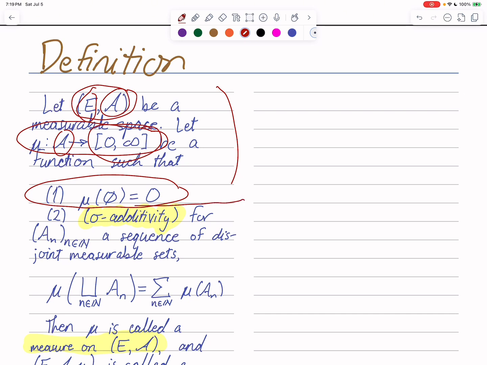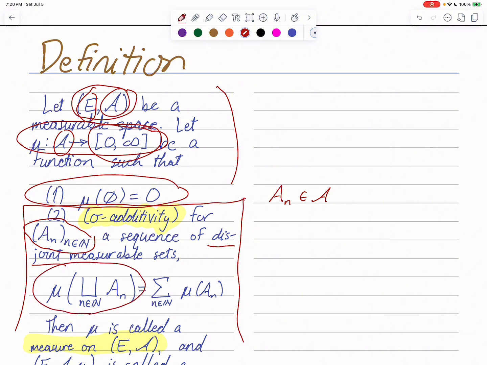And the second thing that it should have is sigma additivity. Let's talk about what that means. Now, if you have any countable sequence of measurable sets, and keep in mind, as we've said before, that by calling them measurable we mean they are elements of our sigma field, and moreover, let's assume that they are disjoint, meaning that if you take any two distinct sets, their intersection will be empty. So we have this sequence of disjoint measurable sets, and what we're going to talk about is the measure of their union.